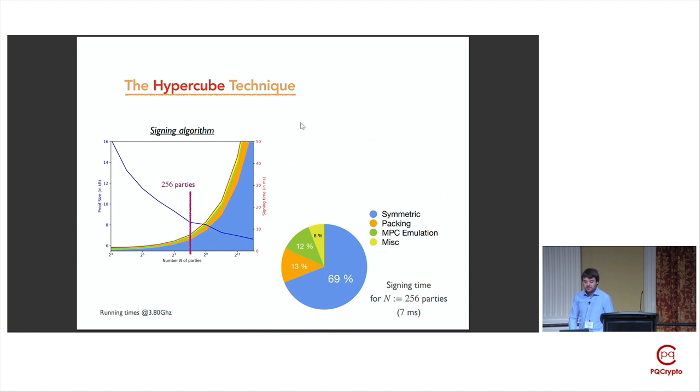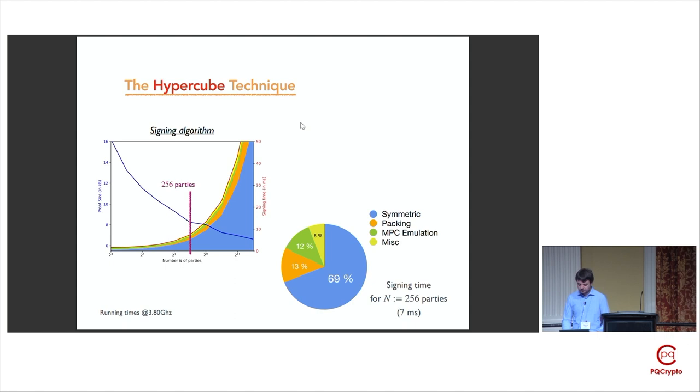So if we make the same cut, now the running time of the signing is 7 milliseconds, we've more than divided by 2 the signature size, the running time. And now the MPC emulation is not anymore the bottleneck. It's the symmetric part. As I said, the symmetric part is to commit all the values and to expand all the pseudo-randomness. That is the first optimization.